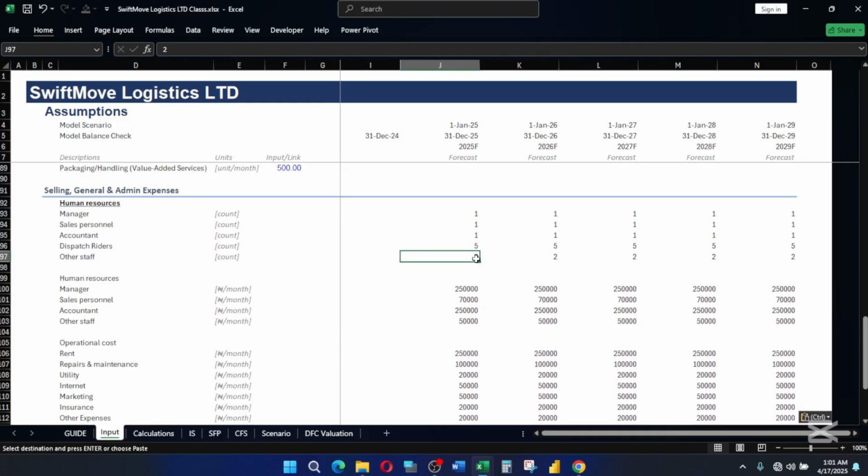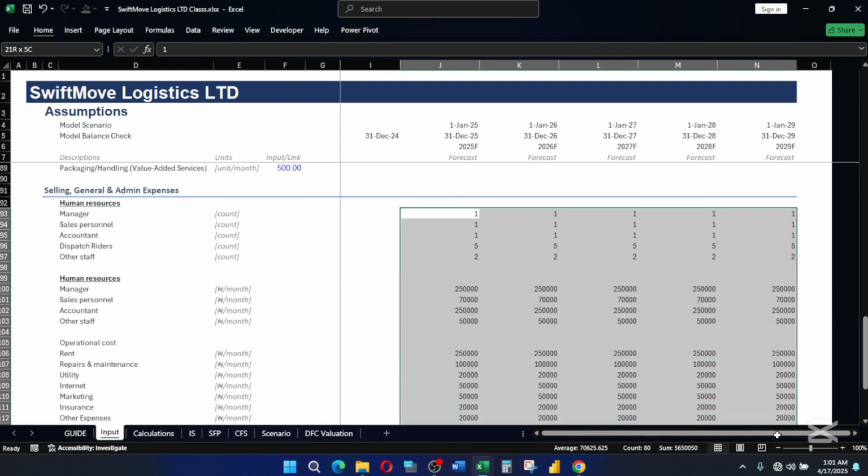Then we have other staff. Other staff could be security, could be drivers, maybe personal drivers, right? So that is it. Now, the HR, how much are we paying these people as salary? That's what we're trying to answer here. So we are saying that we are going to be paying the manager this amount every month. We're going to pay this salesperson this, and we're going to pay this person 250, and then this person 50,000. So let's go ahead and format this.